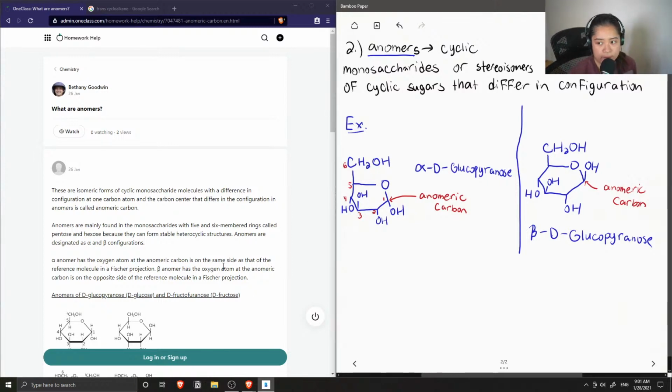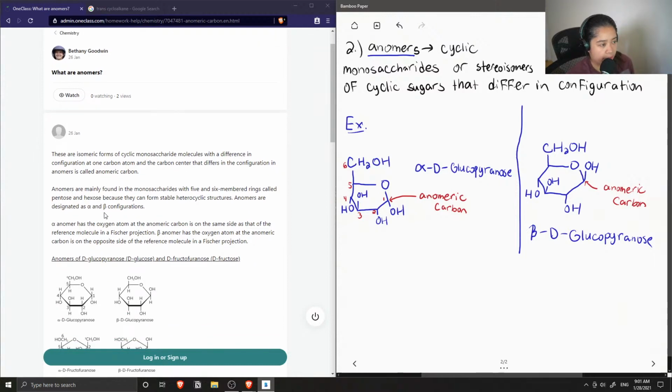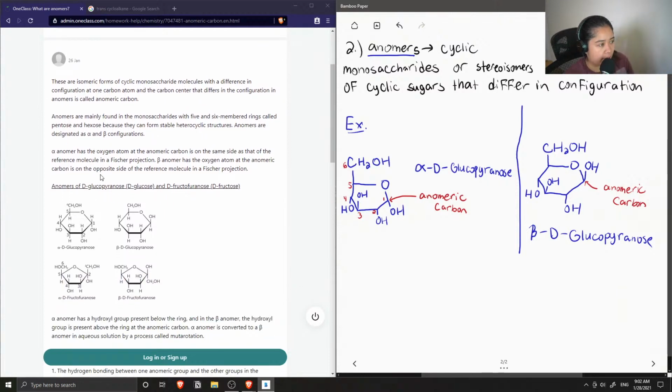Okay, so now let's see what the junior tutor said. There are isomeric forms of cyclic monosaccharide molecules with a difference in configuration at one carbon atom, and the carbon center that differs in the configuration in anomers is called the anomeric carbon. Anomers are mainly found in the monosaccharides with 5 and 6 membered rings called pentose and hexose, because they can form stable heterocyclic structures. Anomers are designated as alpha and beta configurations.